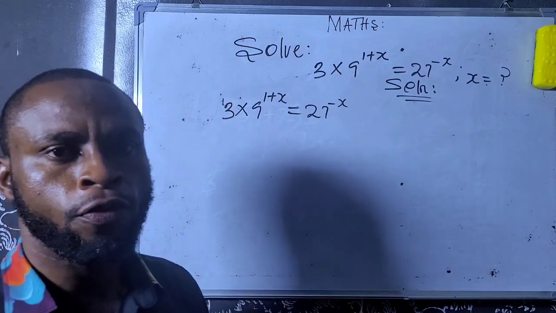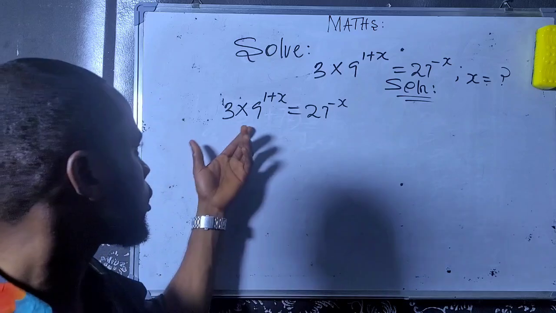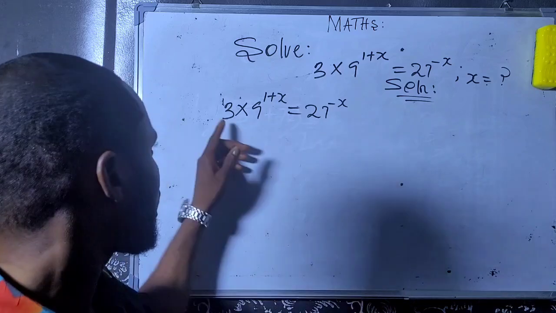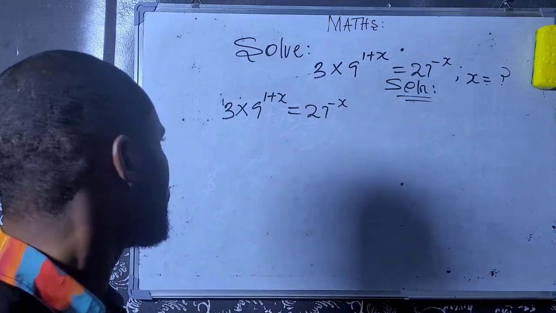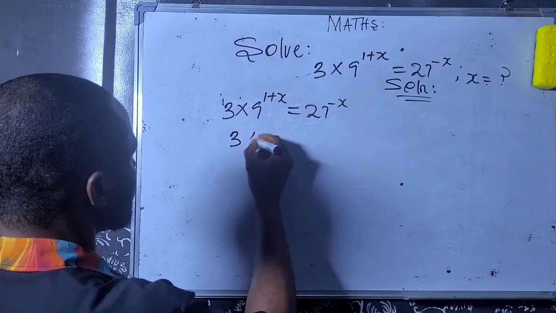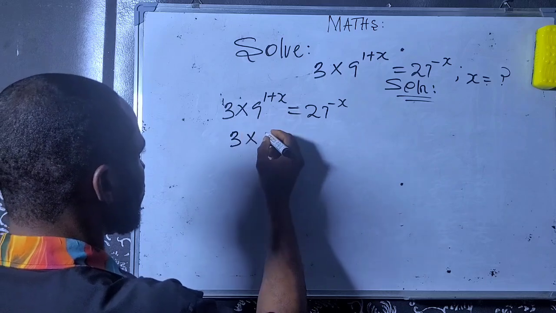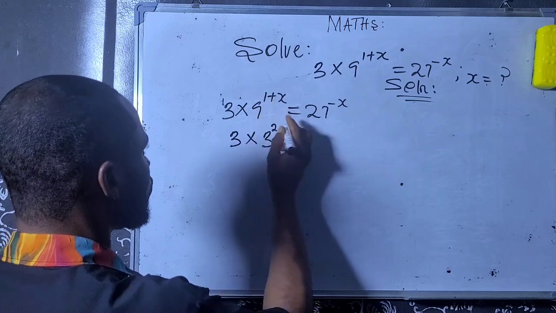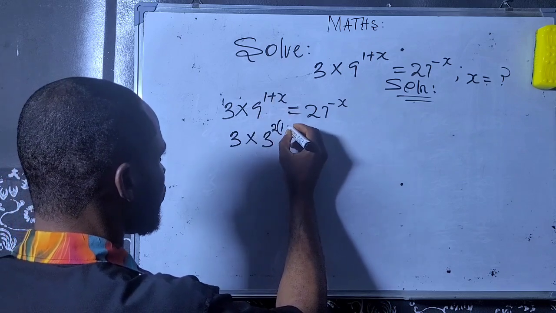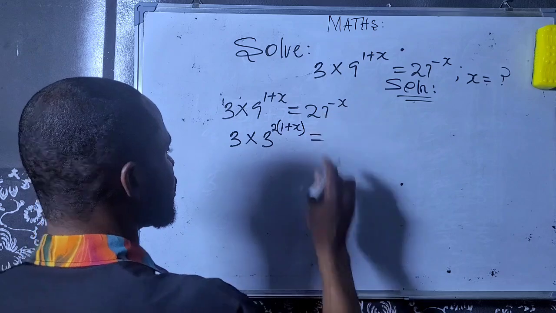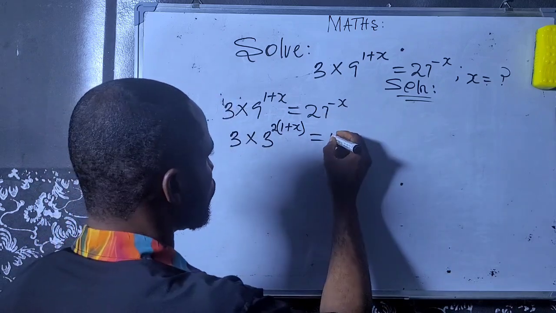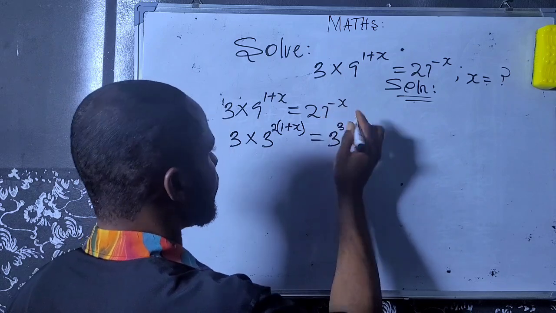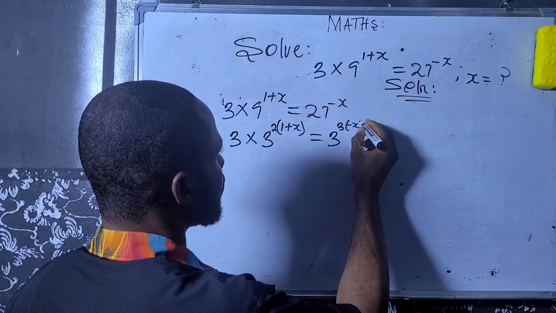The first thing we need to consider is to express each term in the base of 3. Since we already have a common base of 3 here, the equation becomes 3 multiplied by 9 to base 3, that will give us 3 to the power of 2, that is 9, multiplied by the already existing power of 1 plus x, equals 27 to base 3, which gives us 3 to the power of 3, multiplied by the already existing power of negative x. Then we have negative x.